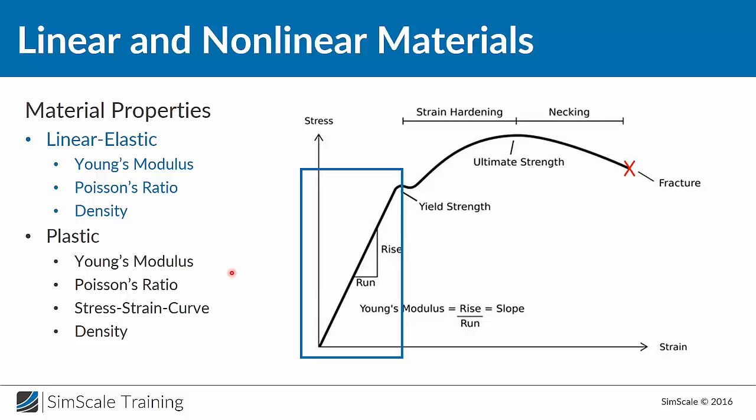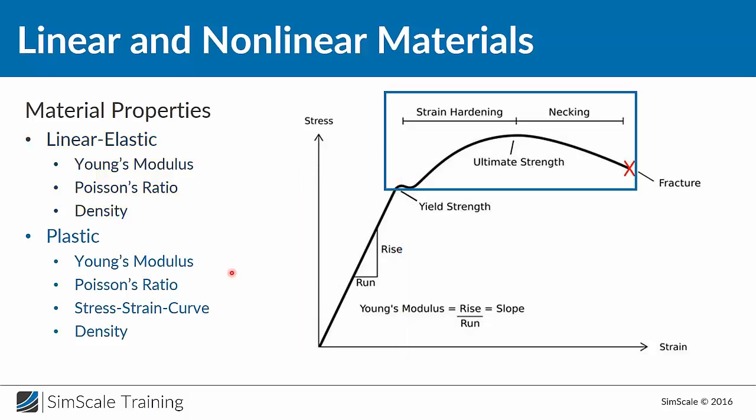And if we have this plastic material behavior, we also need the Young's modulus and the Poisson ratio to describe this linear part. But describing this nonlinear part, this curve, is not possible with single numbers. What we need here is an explicitly defined stress-strain curve.